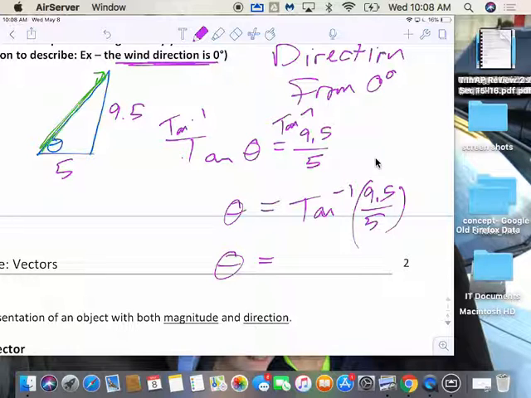I do need your help with this one because I can't easily do trig right now. So what would you get for inverse tangent of that? Somebody throw me an angle. Inverse tangent of 9.5 over 5 in degree mode. 52.24. Yes, that's awesome. Thanks, Taylor. 62. Dang it.